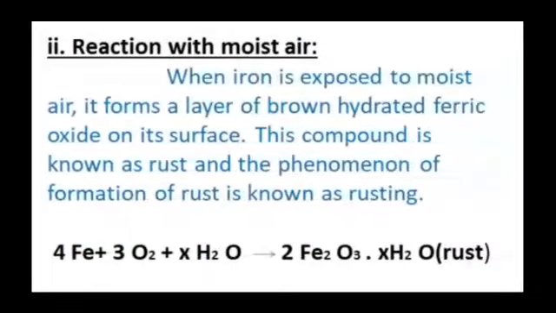Next, reaction with moist air. This is an important reaction. When iron is exposed to moist air, a brown layer will be formed on its surface. And the brown layer is called as hydrated ferric oxide or rust. And the phenomenon is called as rusting. The equation is iron Fe plus oxygen O2 plus water H2O will give hydrated ferric oxide Fe2O3 dot XH2O. X can be any number of water molecules.